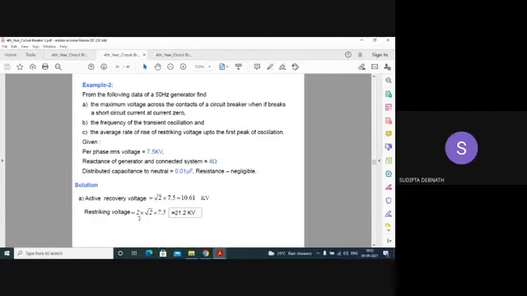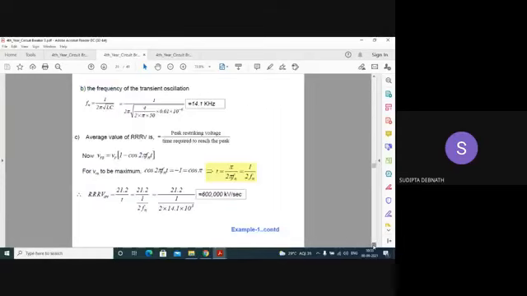Restriking voltage: the maximum value it can reach can be twice of this value, the peak value. So this is the restriking voltage. We'll consider the maximum value, because it is the maximum voltage across the contacts of a circuit breaker. So the maximum value can be twice of this value. Though we can take some derating factor, 0.8 or like that, if it is not mentioned, better not to take anything. Just take twice the value.